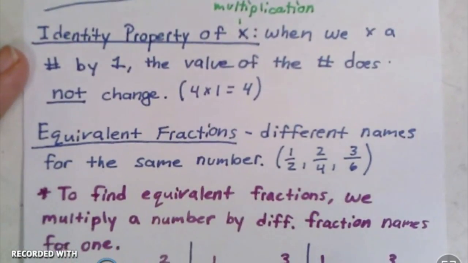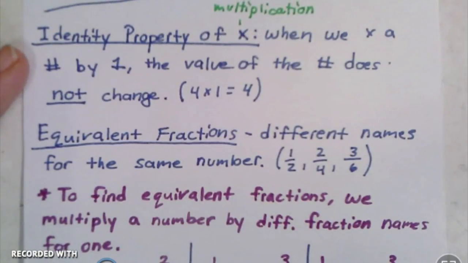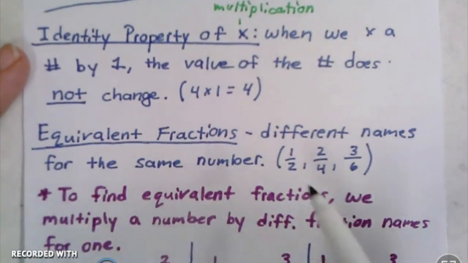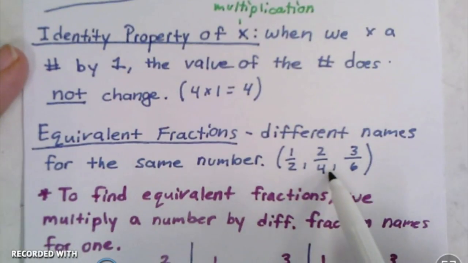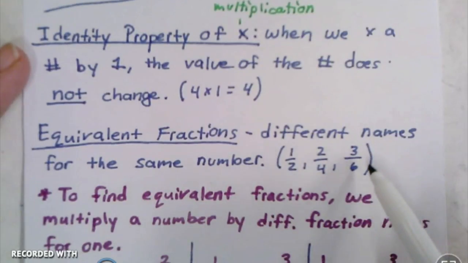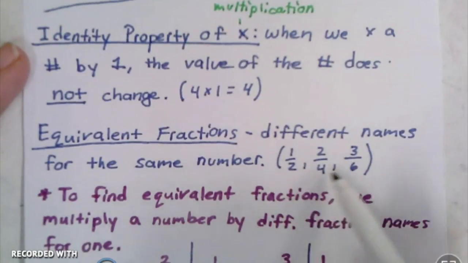Another thing you need to know is what equivalent fractions are. Equivalent fractions are different names for the same number. For example, the fraction 1/2 is the same thing as 2/4 because the numerator is half of the denominator. And 3/6, 3 is half of 6. So these fractions are all considered equivalent.